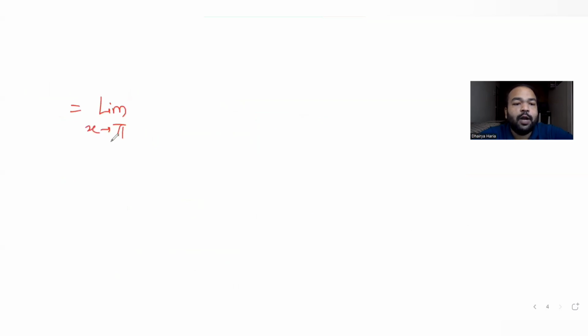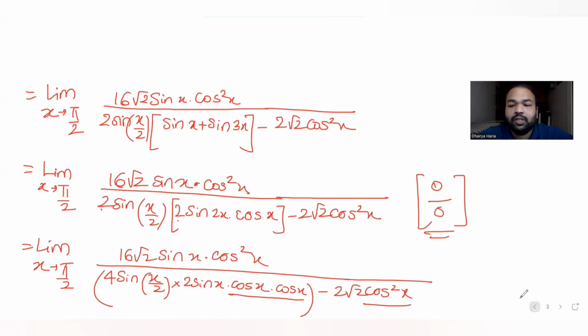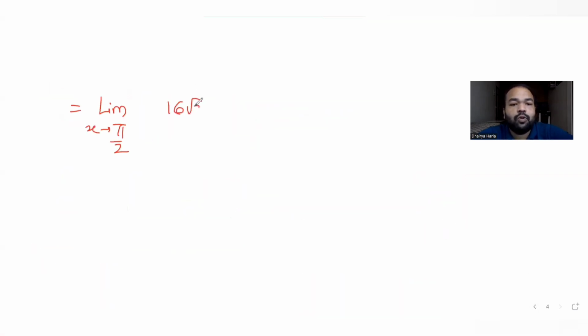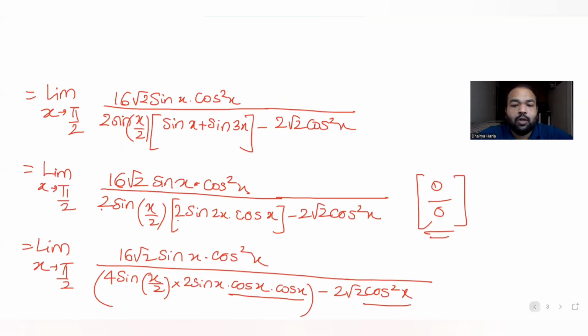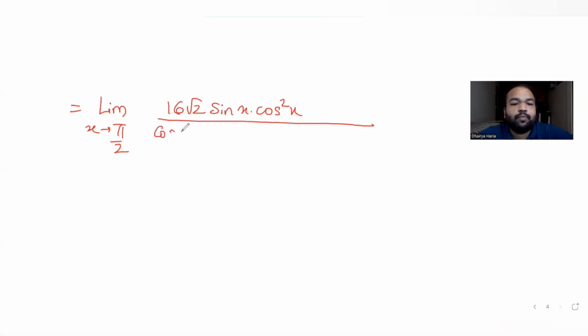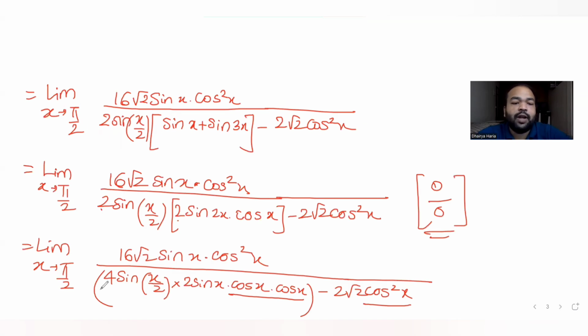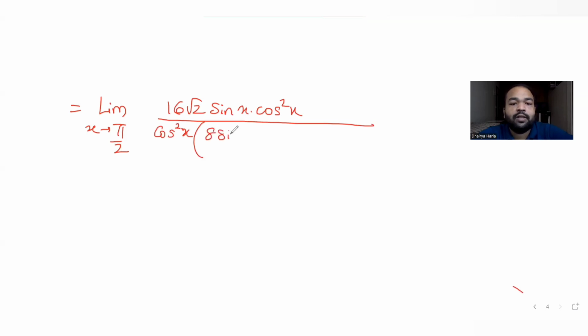So if I take it out common, limit x tends to pi by 2, I have 16 root 2 sin x cos square x upon cos square x comes out common. Then you have 4 sin x by 2. But instead of 4, I can write it as 4 into 2, 8 directly. So 8 sin of x by 2 into sin x, minus 2 root 2, right? That's only left in the second part. Now, if I further solve this, I can directly cancel cos square x.